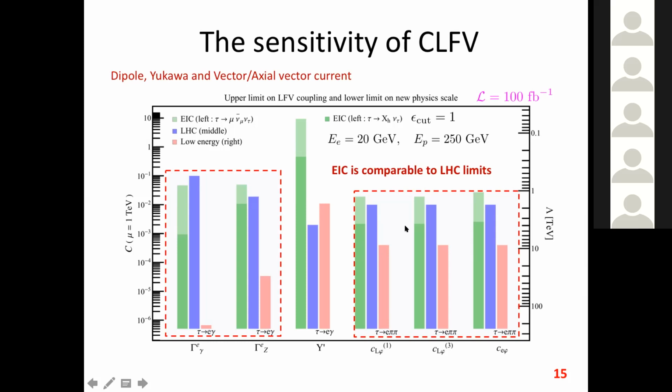I also tested the limit from the hadronic decay, but I assume the cut efficiency is equal to 1. That's just to show what's the best we can do. So you could find out that maybe a few times limit improvement could be achieved from this one. So it's very important to constrain this kind of new physics models. This is for the dipole, and also vector and axial vector current operators.